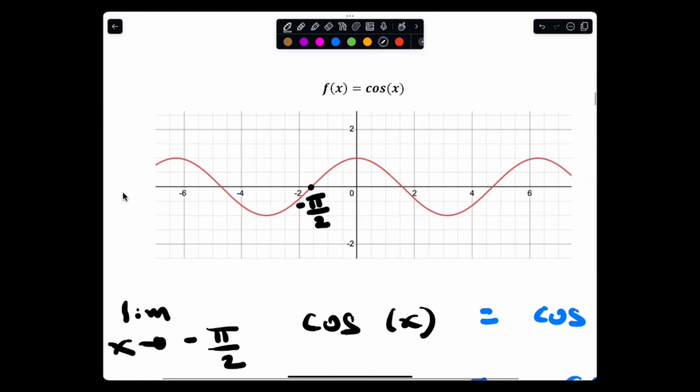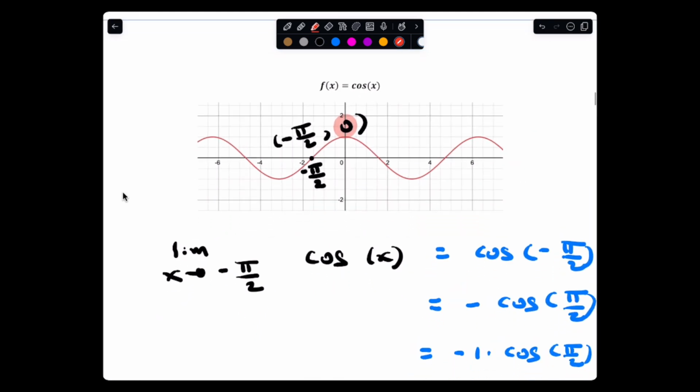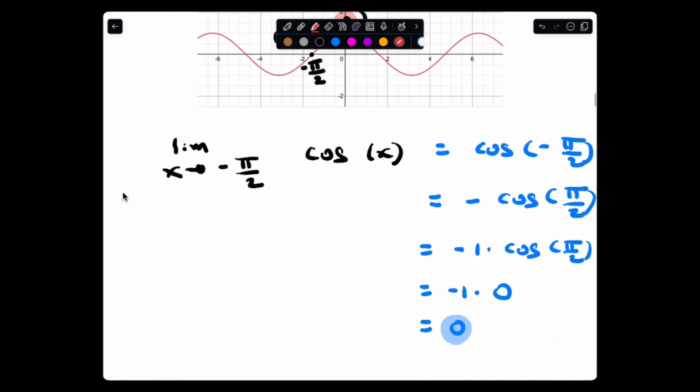So that location, negative pi over 2, comma 0, the limit is the y value. Okay? That's the address. So, ladies and gentlemen, there you go. That's what I call the algebraic approach, all because you deal with the nice, easy questions in a sense that they are nice and continuous.